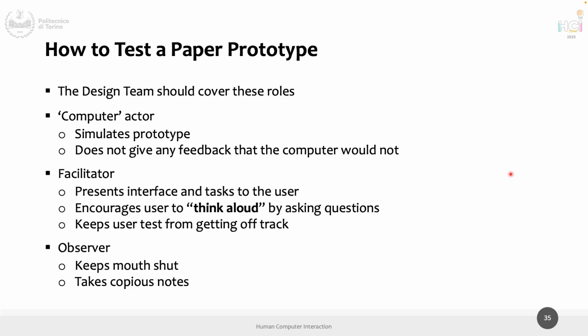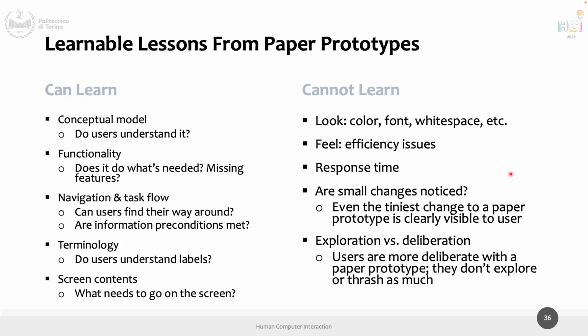So that will be slightly different, but also in that case, you will need a computer, of course, to manipulate the piece of paper and someone that looks at what happens. But you will get more details when we talk about heuristic evaluation. So what can we learn from paper prototypes?